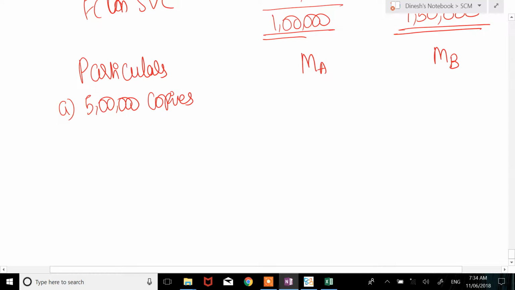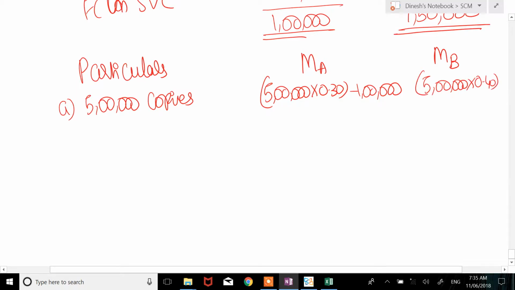What is the selling price of this new magazine? How much? 1. Okay, now please listen. 5 lakhs into 0.30. What is 0.30? It is 1 rupee minus 70 paise of variable cost, minus 1 lakh. This side it is 5 lakhs into 0.4 minus 1,50,000. You will get the profit for both the methods.